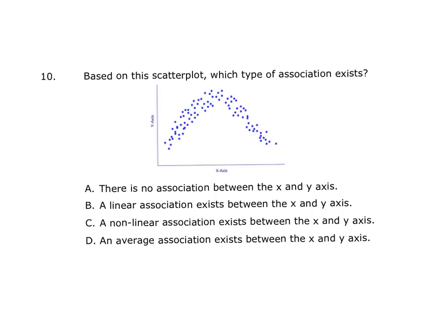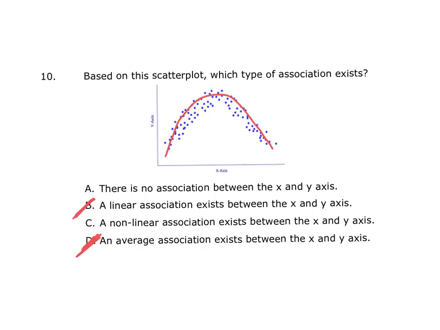Okay, and last question. Based on this scatter plot, which type of association exists? There is no association, a linear association, nonlinear association. Average association, that's not anything we talked about, so if you haven't heard of it, probably not the right answer. Okay, so let's see. Is it linear? Doesn't appear to be linear. I don't see a line, but I do see this kind of curve, so it's not linear. It's nonlinear because there is a pattern here.